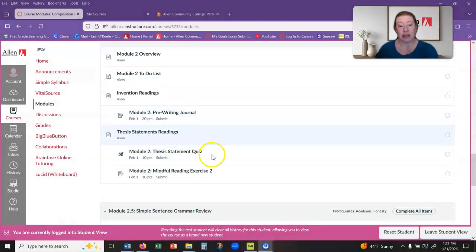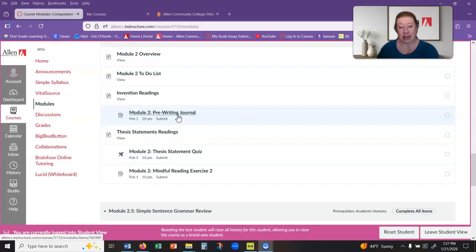So you can see you have three things to do. One of them is a quiz and the other two are writing assignments. So this first one here is a pre-writing journal. Now we aren't quite to an essay yet. So the one thing I want you to remember about this pre-writing journal is you are not going to write an essay about this topic that you pick, okay? It's just for purposes of practicing the pre-writing techniques.